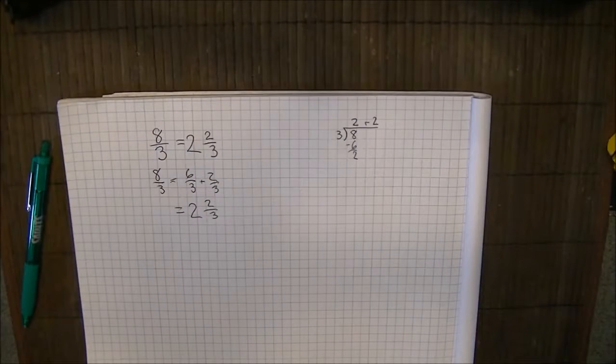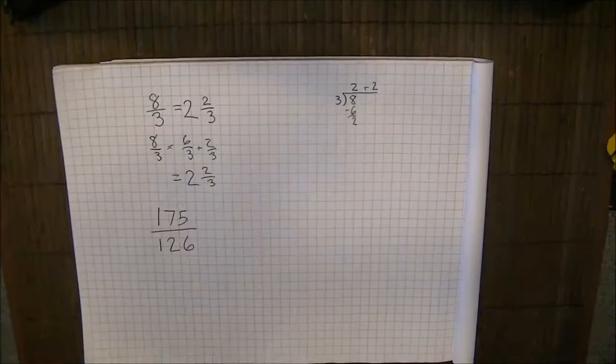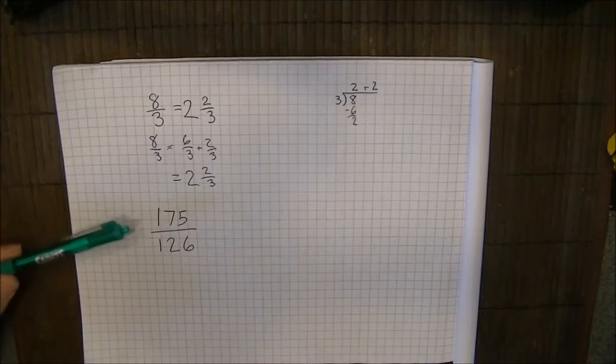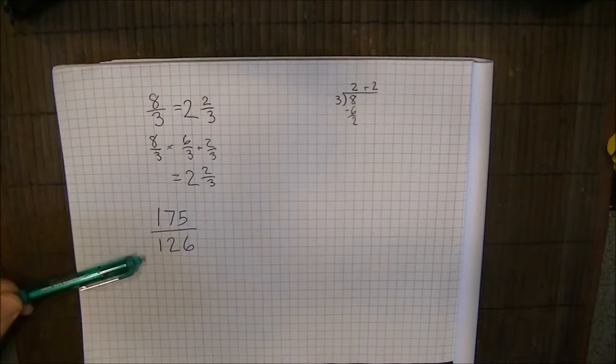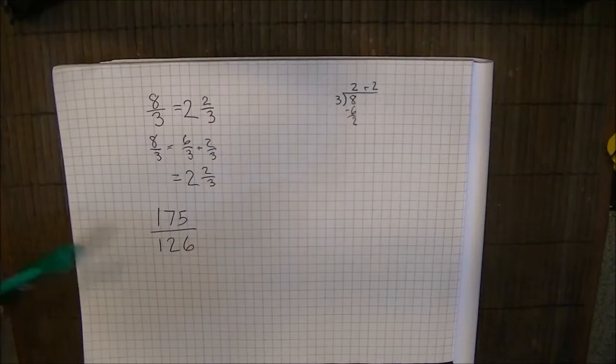Okay, cool. Let's try it with some higher numbers. All right, just a moment. Okay, what about 175 over 126? So 175 126ths.